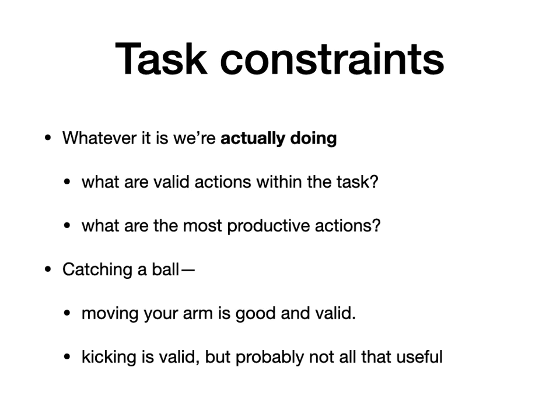So task constraints are things like whatever we're actually trying to achieve. So what are the valid actions within the task, and what are the most productive actions in the task, right? To catch a ball, for example, moving your arm is pretty good and valid. Kicking is valid, but not really useful, right? The task will define certain ways that you can behave that are meaningful.